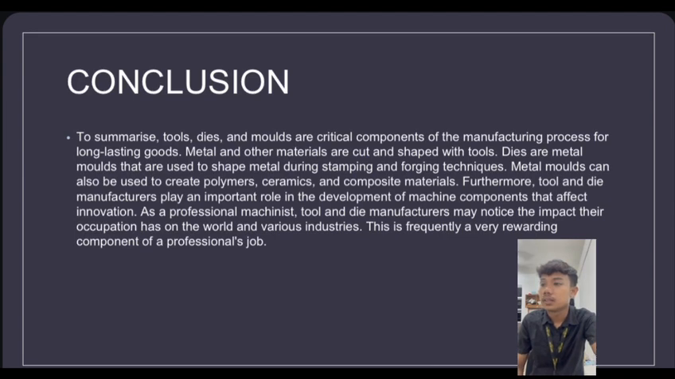Conclusion. To summarize, tools, dies, and molds are critical components of the manufacturing process for long-lasting goods. Metal and other materials are cut and shaped with the tools. Dies are metal molds that are used to shape metal during stamping and forging techniques. Metal molds can also be used to create polymers, ceramics, and composite materials.